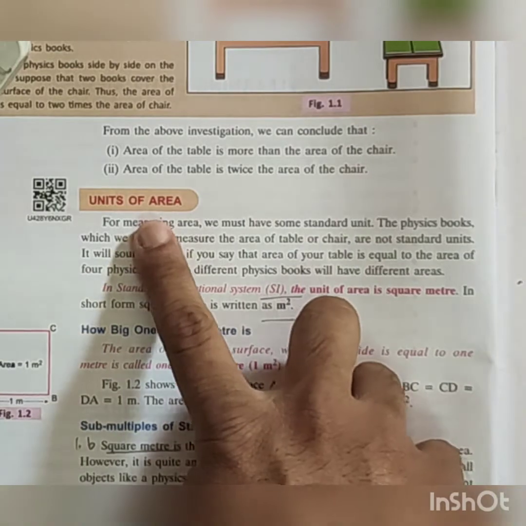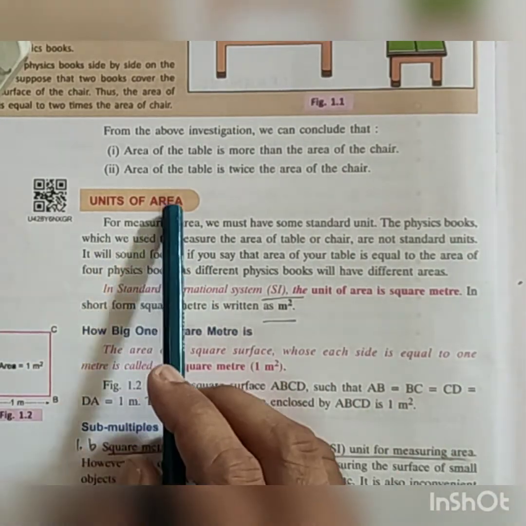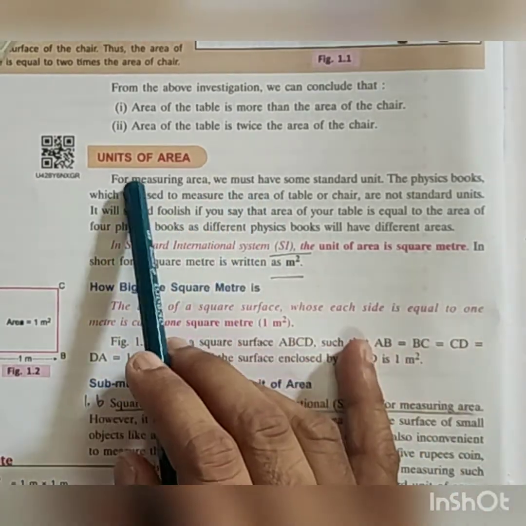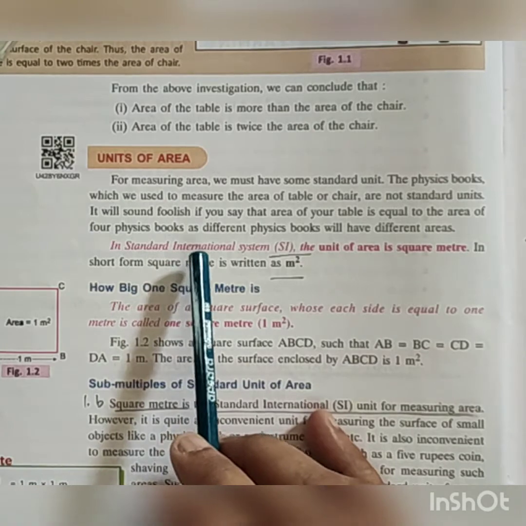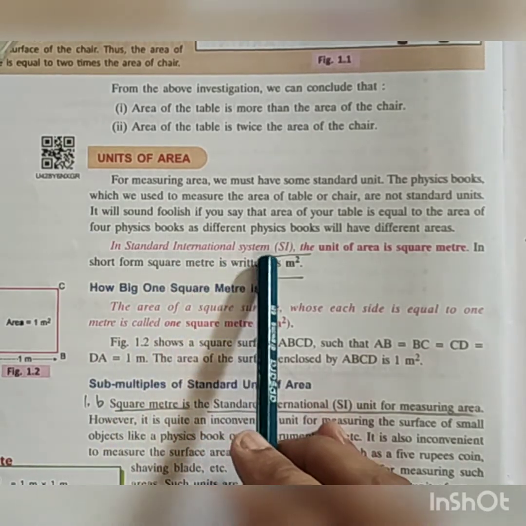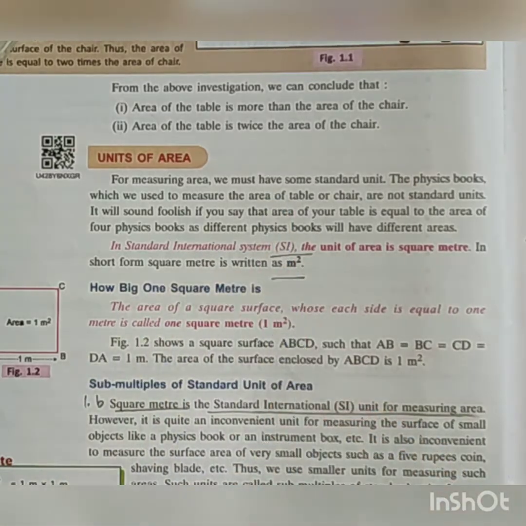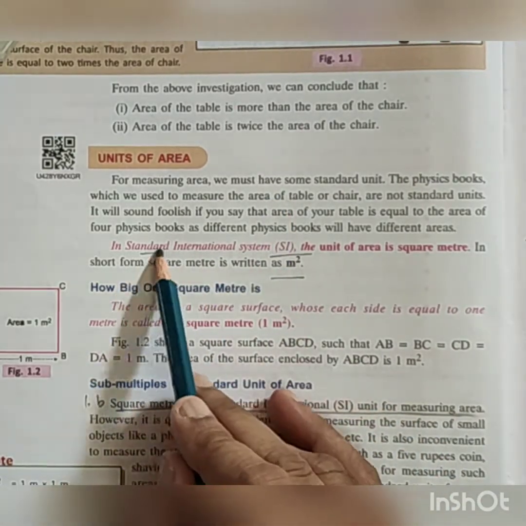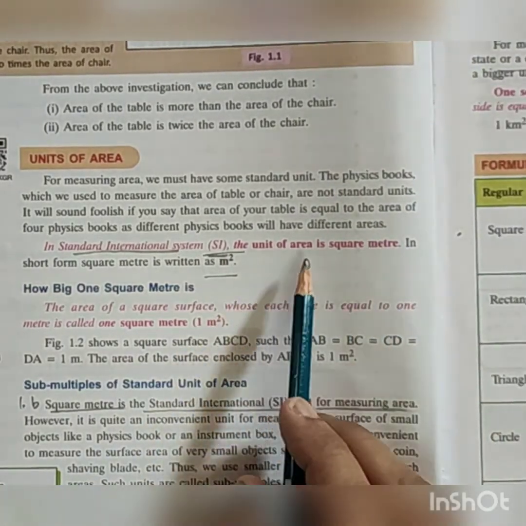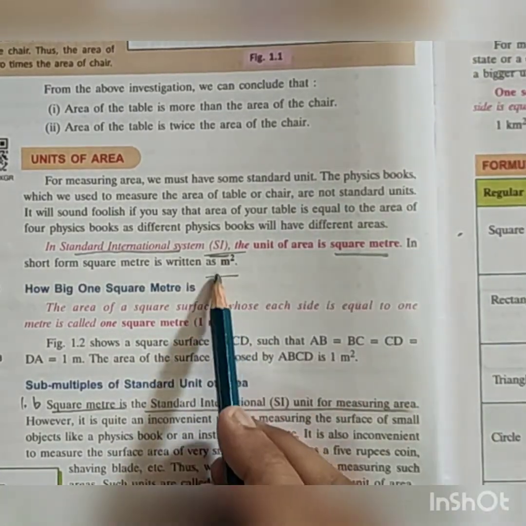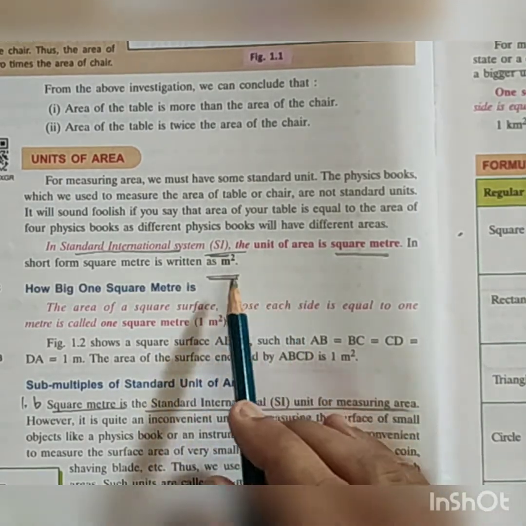next it has given units of area. Everything has a unit. So like that, area also has a unit. As we know, we are following the SI system, Standard International System. So in the SI system, the unit of area is square meter, or you can say in notation meter square.